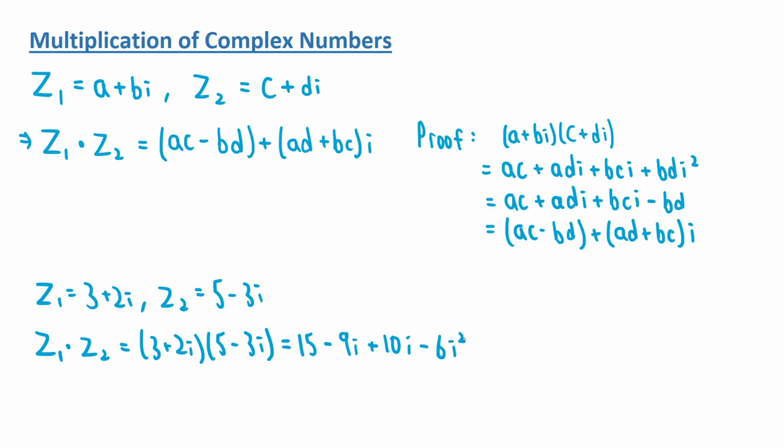Well, i squared is just equal to -1, and -1 times -6 is just equal to +6, so this expression simplifies to 15 minus 9i plus 10i plus 6. If we combine like terms, then 15 plus 6 is equal to 21, and -9i plus 10i is just equal to i. So this product is just equal to 21 plus i.